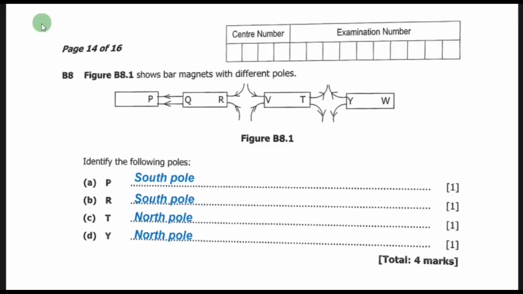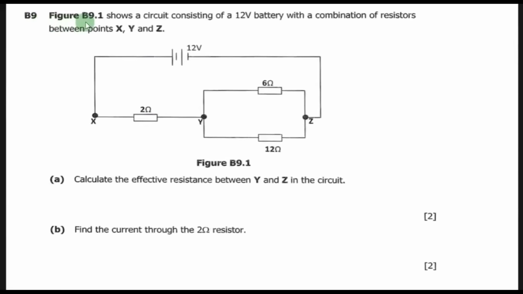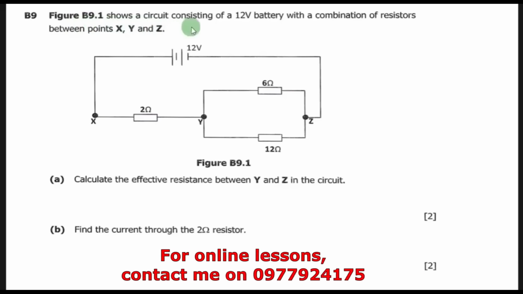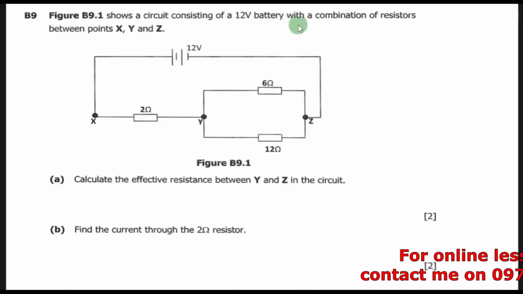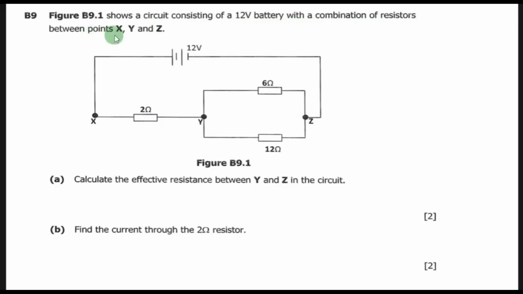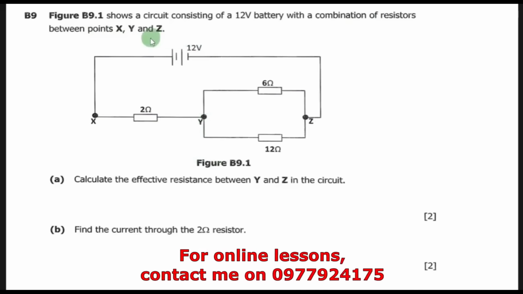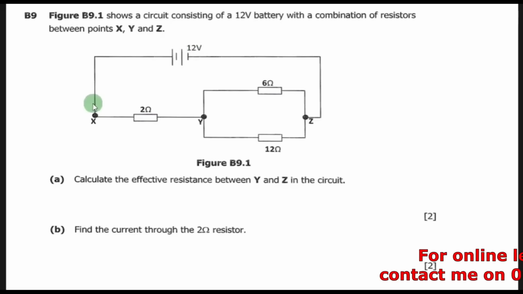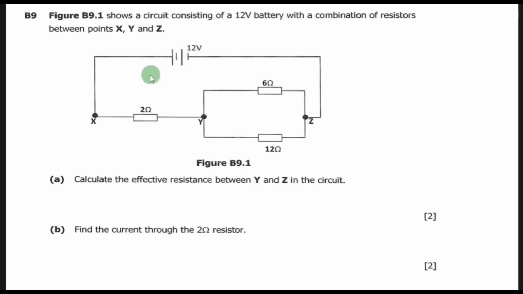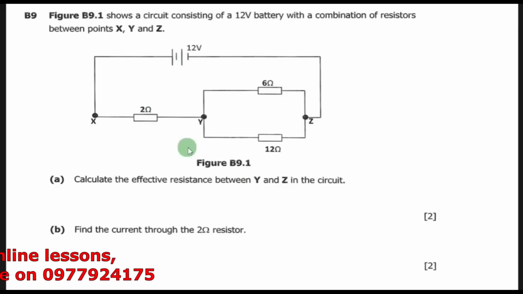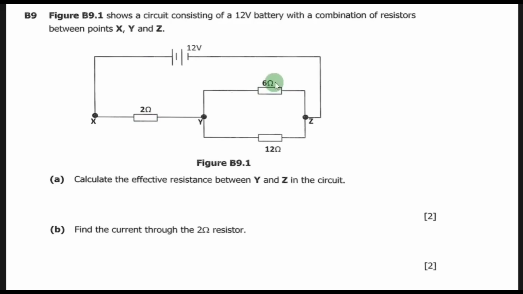Then let's move to question B9, which reads figure B9.1 shows a circuit consisting of a 12-volt battery with a combination of resistors between points X, Y, and Z. So this is a battery with a combination of resistors between X, Y, and Z. We have a combination of these resistors here: 2 ohm, 6 ohm, 12 ohm.